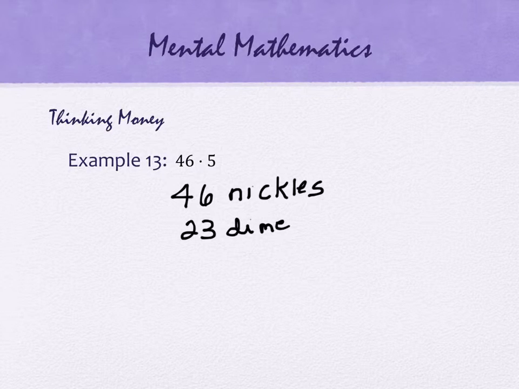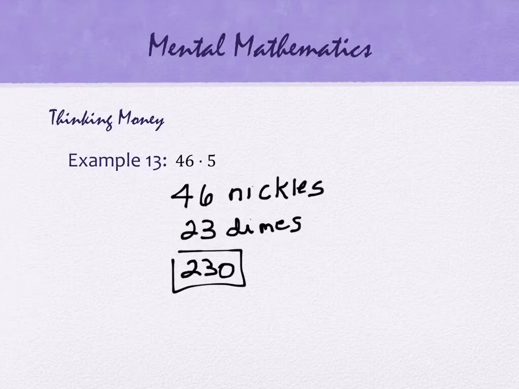So what you're really doing is you're changing the currency that you're working in from nickels to dimes, which is essentially multiplying by 2, and then you're changing the 46 by dividing by 2. It's kind of like trading off, right? Multiply one piece by 2, divide the other piece by 2. But you're doing it in terms of money. You don't even think about it this way when you're doing it. You're just thinking about what you know about money. So 23 dimes, how much is that? $2.30, or without the dollars and cents, it's 230. And you're done. Money is fantastic.